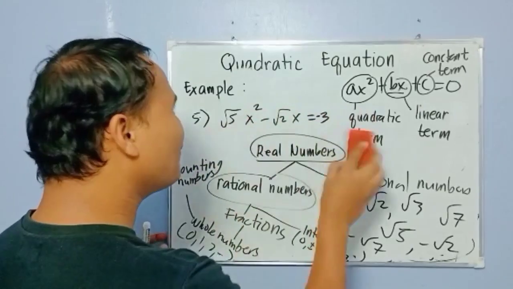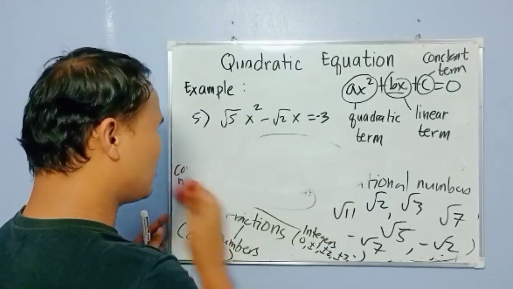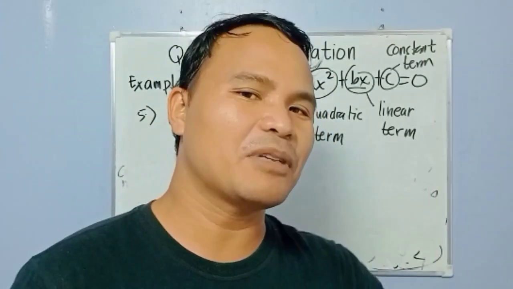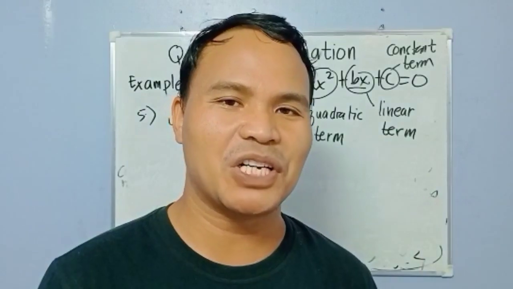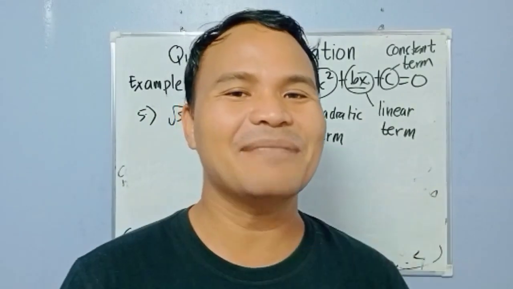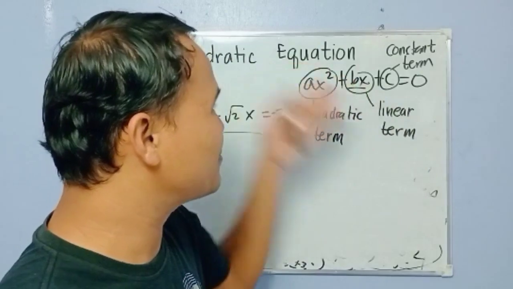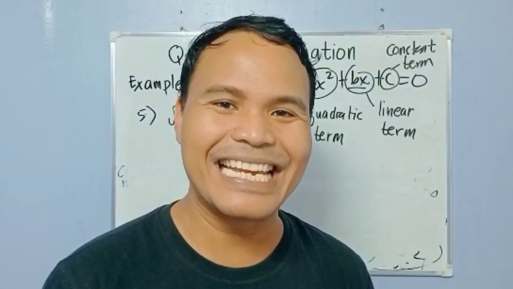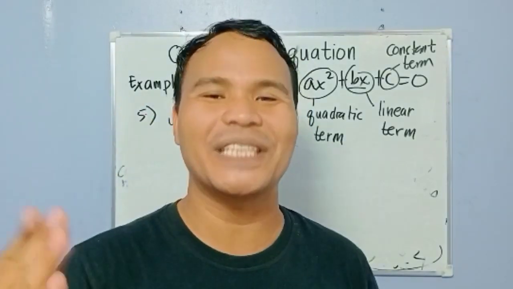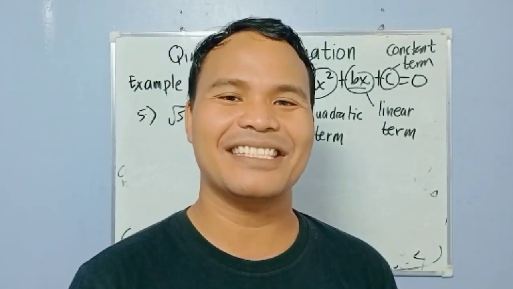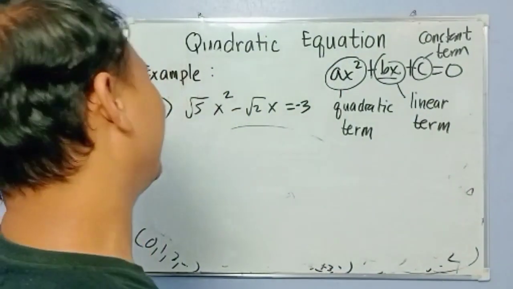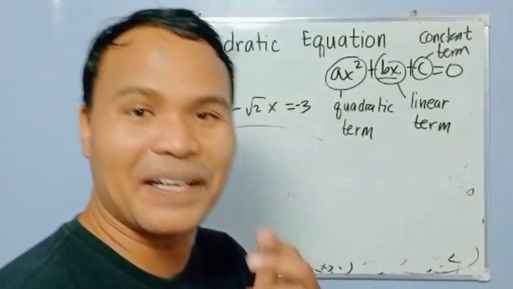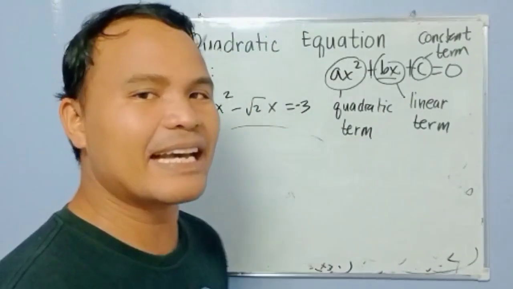This is an example of quadratic equation because based on the definition, quadratic equation is a polynomial equation of degree 2 that can be written in standard form ax squared plus bx plus c equals 0, where a, b, and c are elements of all real numbers such that a is not equal to 0. Okay, so this is a quadratic equation because square root of 5 and negative square root of 2 are real numbers. But this is not written in standard form.